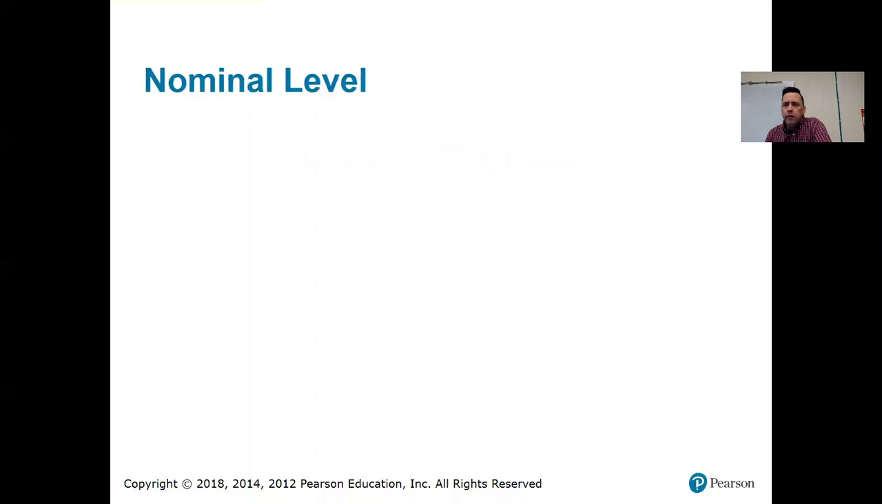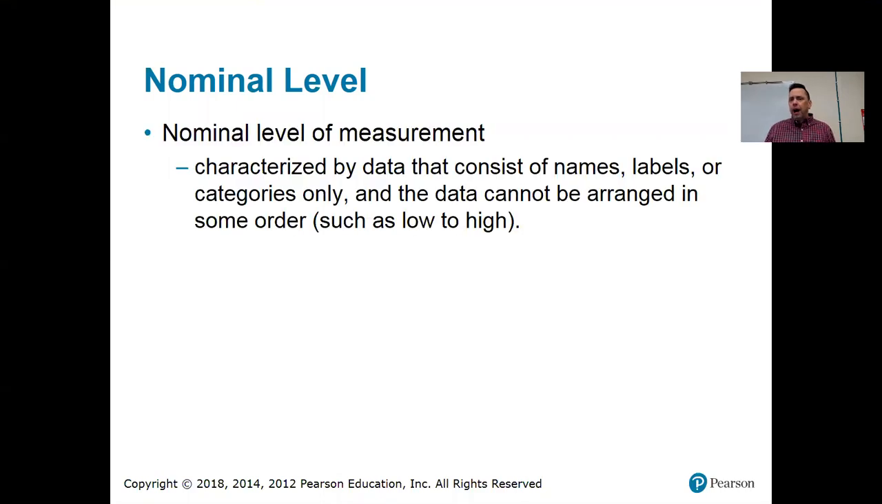Okay. Starting with nominal level, that is the lowest level of measurement. Nominal means your data is just labels. There is no meaningful way to even put them in order. So nominal level of measurement is characterized by data that consists of names, labels, or categories, and the data cannot be arranged in some meaningful order. And when I say meaningful order, I don't mean like alphabetical. Alphabetical order is not meaningful in terms of what the things mean, right? It's just a convenient way to put them in order that everybody understands.